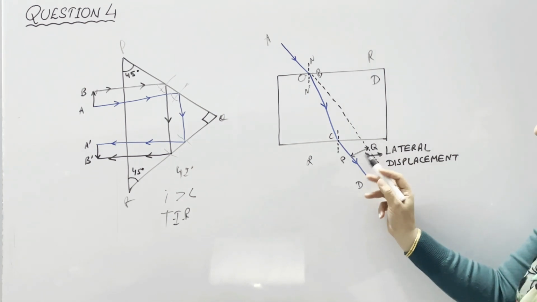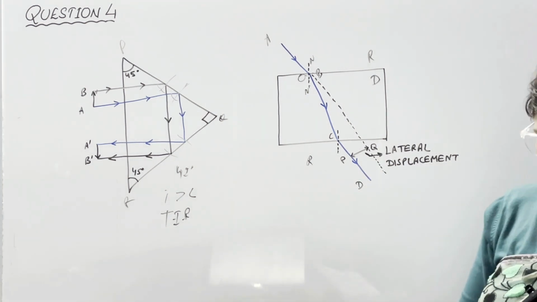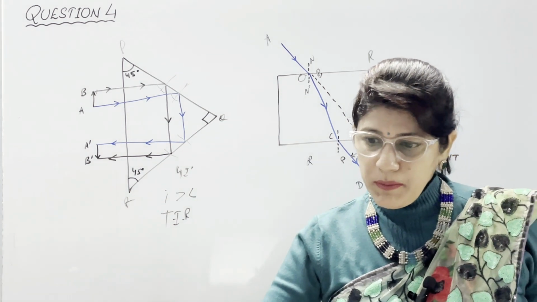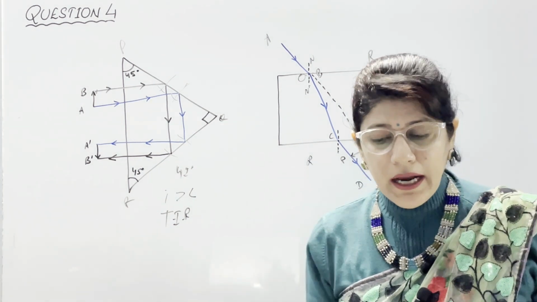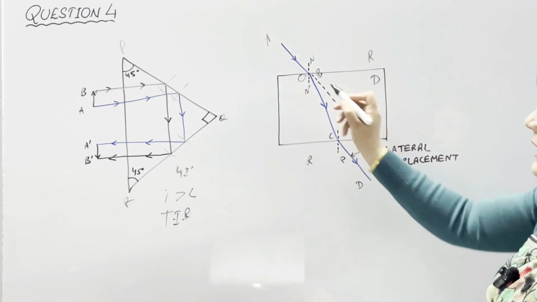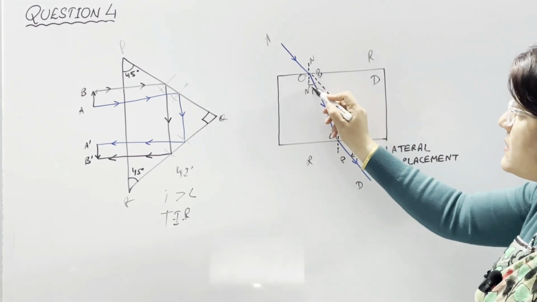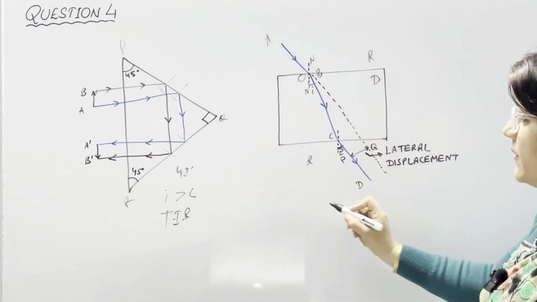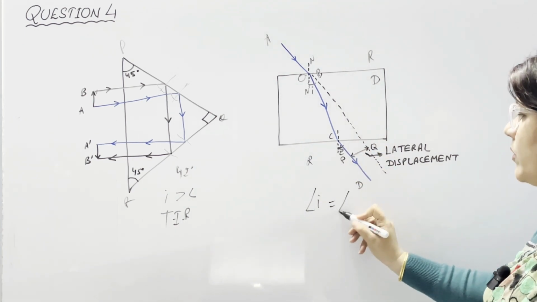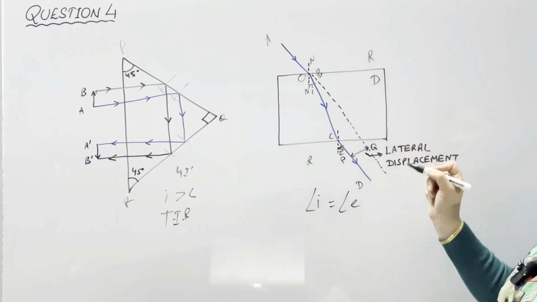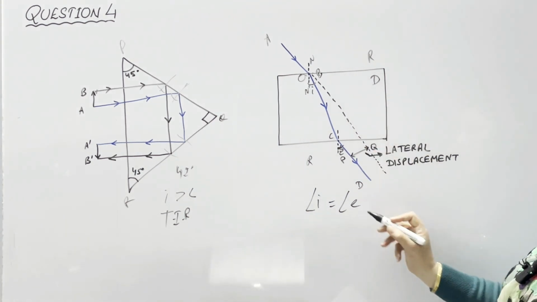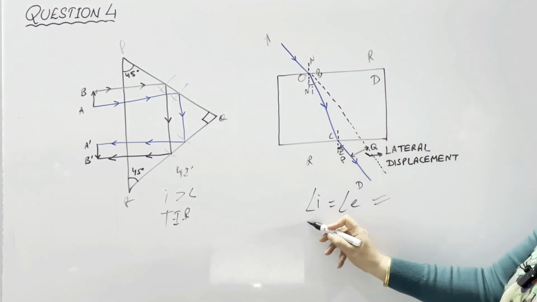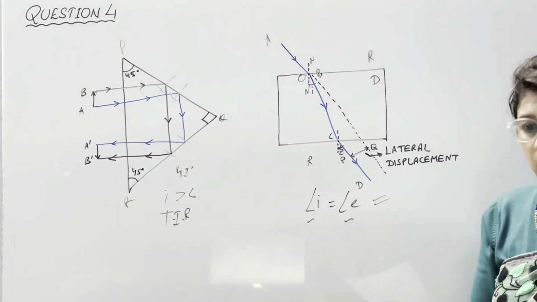You need to represent this distance on the diagram. This is a must. Now, in B part, how are I and E related to each other? I is the angle of incidence, and E is the angle of emergence. So, I is equal to E because in a rectangular glass slab, both surfaces are parallel. So, angles are equal. Angle of incidence is equal to angle of emergence.